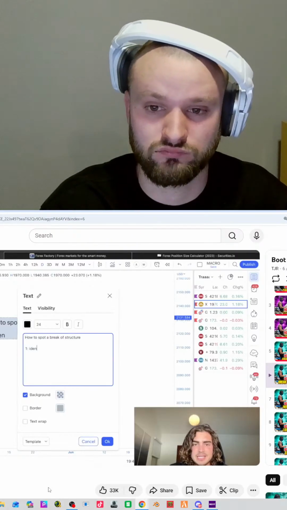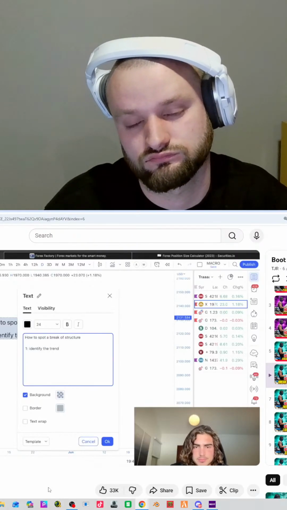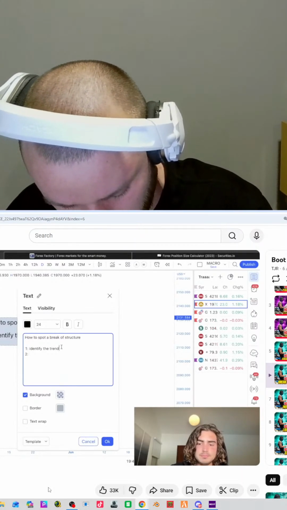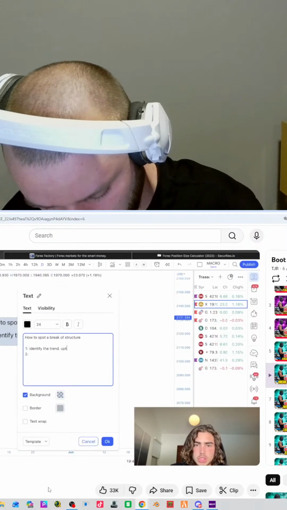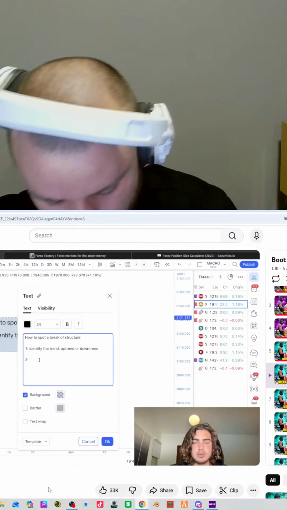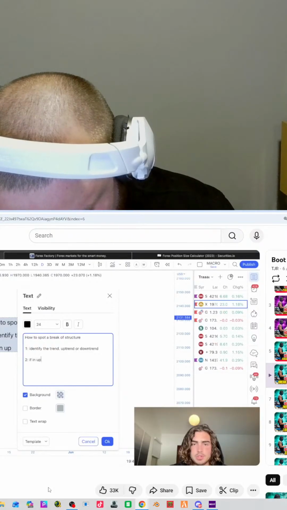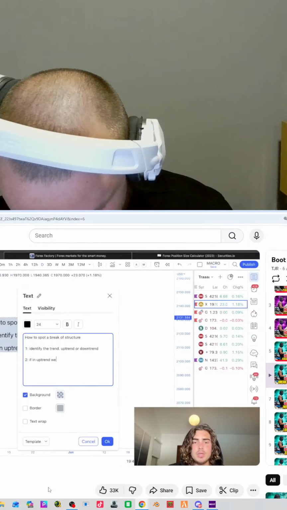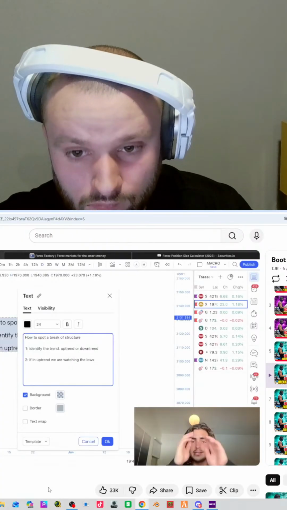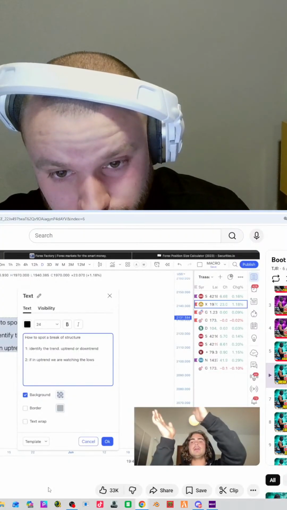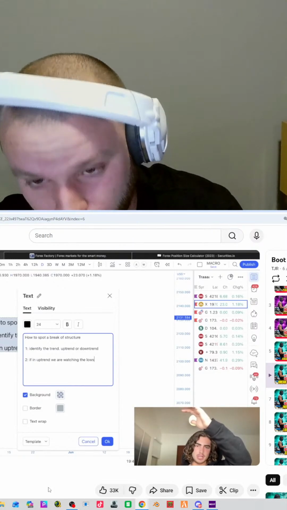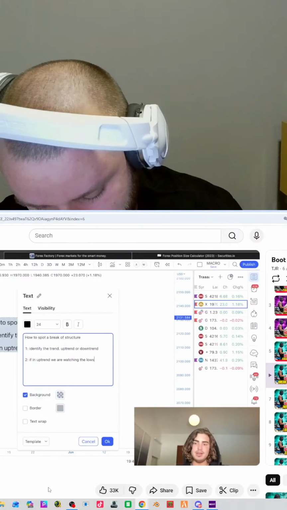Number one, identify the trend. Okay? Where is it going? Number two, uptrend or downtrend. Okay? Number two, if in uptrend, we are watching the lows, right? Because if we're moving up higher and higher, when are we going to get a break of structure? When the low gets taken out, when the low gets closed below. We don't care about the highs, right? We care about the lows, okay?